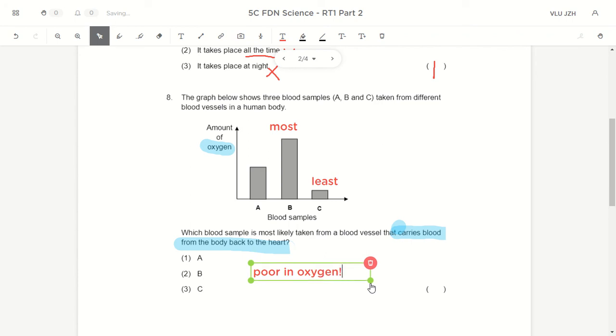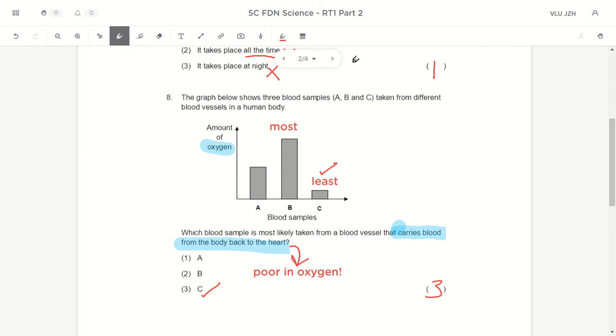Okay, let's connect these parts together. The blood that flows back from the body to the heart must be poor in oxygen. Remember the game we played, when you return back to the heart from the body, it is actually poor in oxygen, so it must be the least. So the answer must be C. So the answer is 3, because the blood coming back from the body back to the heart must be poor in oxygen. All right, go to question 9.